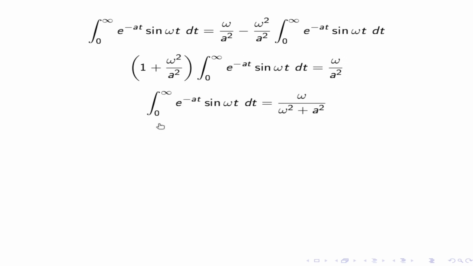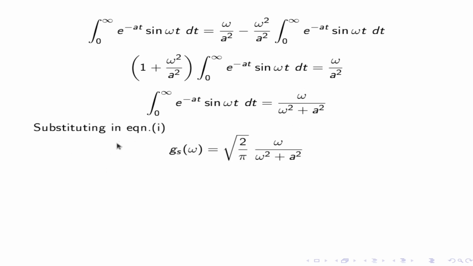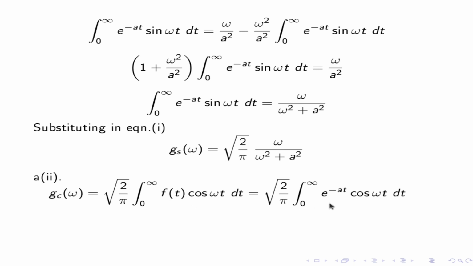Therefore, integral 0 to infinity e raised to minus at sine omega t dt, taking this side and simplifying, is equal to omega by omega square plus a square. So substituting in the last equation 1, g_s(omega) is square root of 2 by pi omega by omega square plus a square. Now the cosine transform is square root of 2 by pi integral 0 to infinity f(t) cos omega t dt. This is f(t) equal to e raised to minus at.